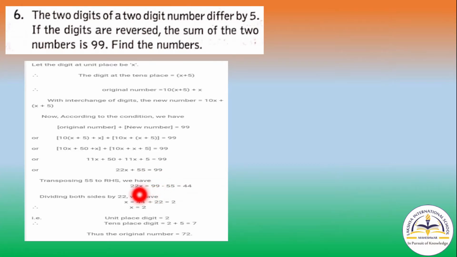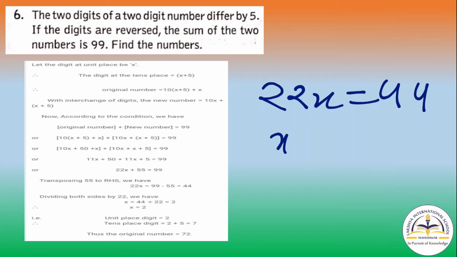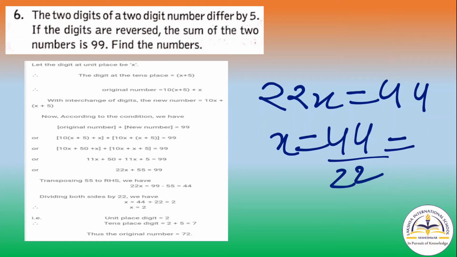Now 22x equals, when you transfer this 55 to the RHS, we get 99 minus 55, that is 44. So 22x equals 44. It means x equals 44 by 22, that means 2. x equals 2. The unit place digit is 2.